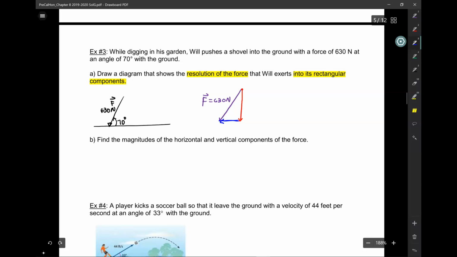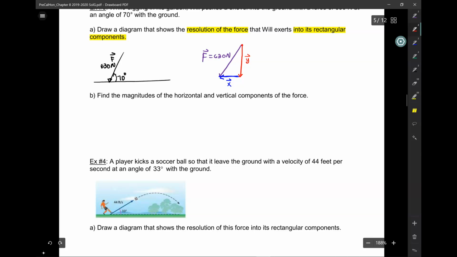That's a 90-degree angle. This horizontal one, because it's lying in the x direction, I call the x component, and I call this the y component. And now, this is a complete diagram. If any of these component parts are missing, I can't give you full credit. So if you don't have the x, if you don't have the y, if you don't have the arrows, I can't give you full credit here.